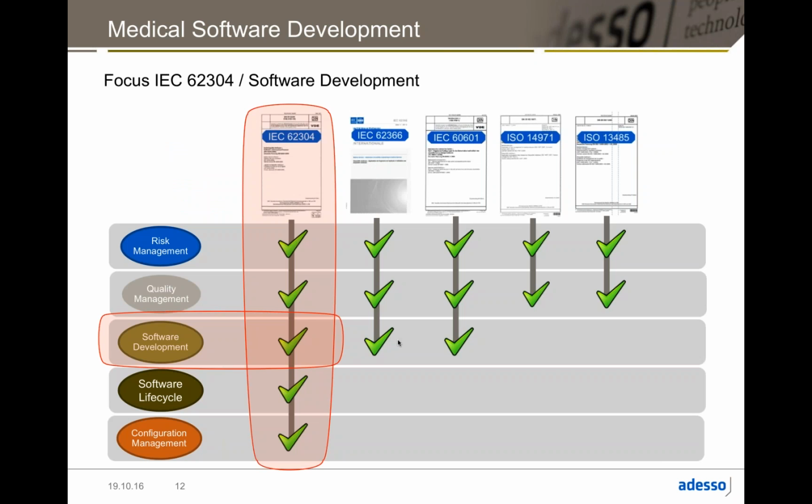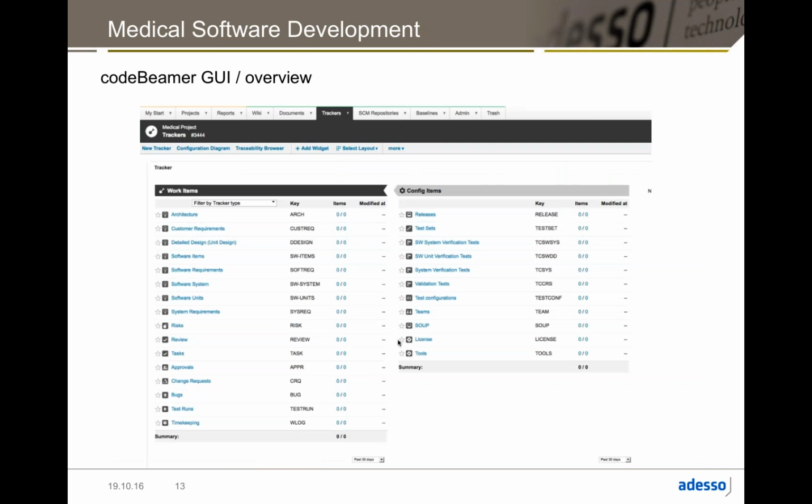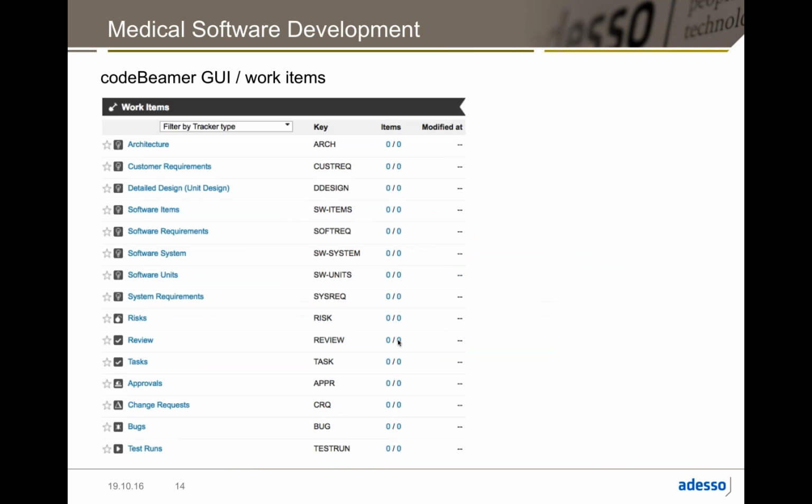Let's go back to the software development part from the 62304 software development area. This is an example of the codeBeamer GUI. Let's have a closer look at the left side. As I told before, you have to document things like architecture, customer requirements, detailed designs, software requirements, and the risks I told you about before. Also maybe change requests and bug tracking.